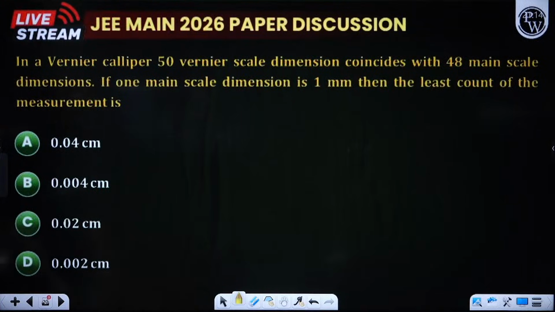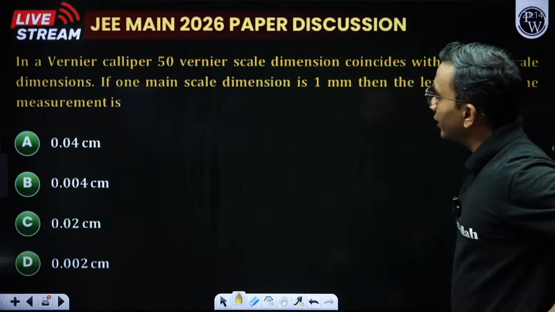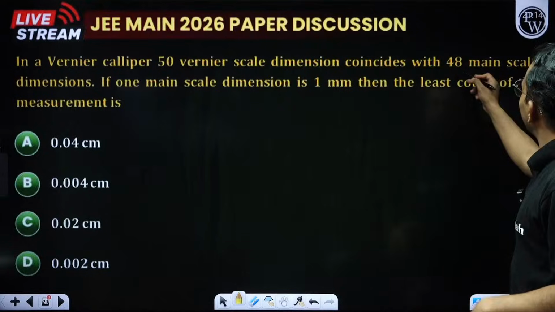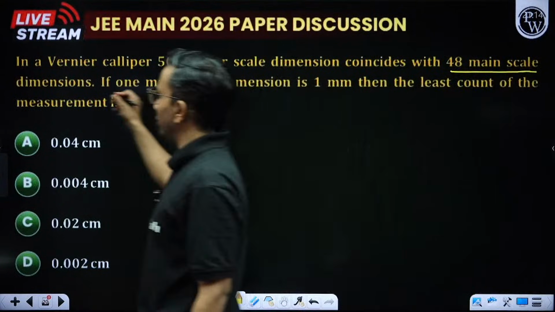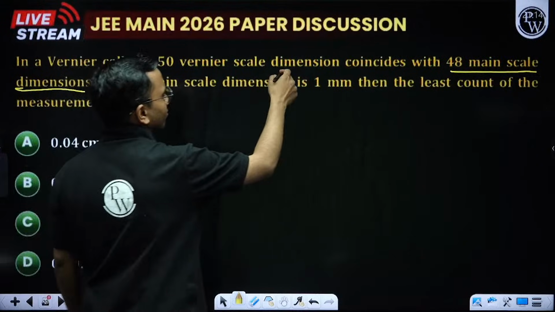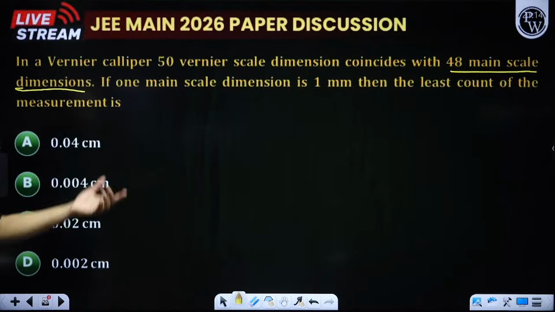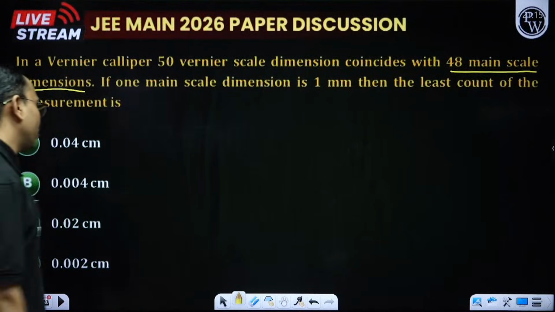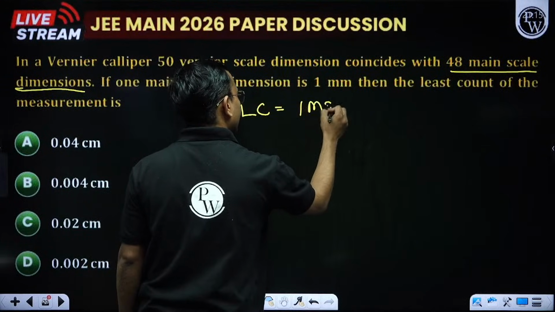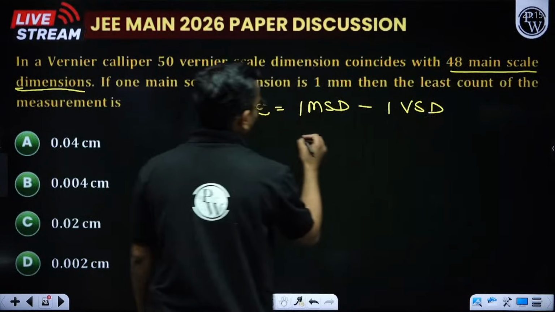Another question on vernier caliper. Let us read it out. In a vernier caliper, 50 vernier scale divisions coincide with 48 main scale divisions. Divisions it should be. Anyways, you understand now. If one main scale division is 1 mm, then the least count of, so least count is equals to 1 main scale division minus 1 vernier scale division.